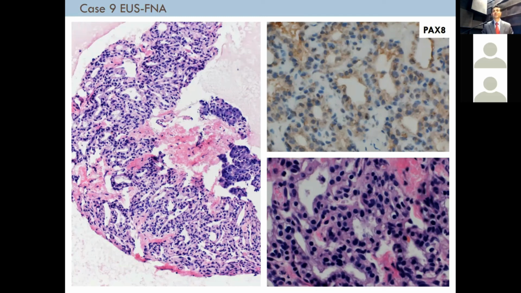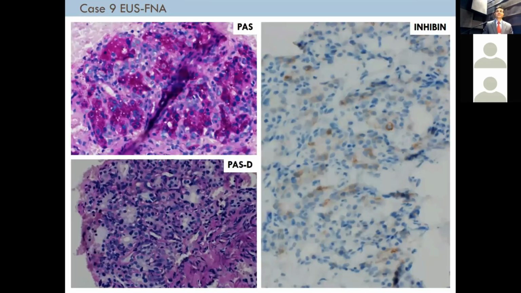Since this patient has a history of renal cell carcinoma, and we thought that it was going to be a renal cell carcinoma, we did PAX-8, which was totally negative, to our surprise. Then we started thinking about different entities, and we did additional immunostains and histochemical stains. So this lesion actually showed focal positivity of the lining cells with inhibin. However, the most helpful stain was PAS and PASD.